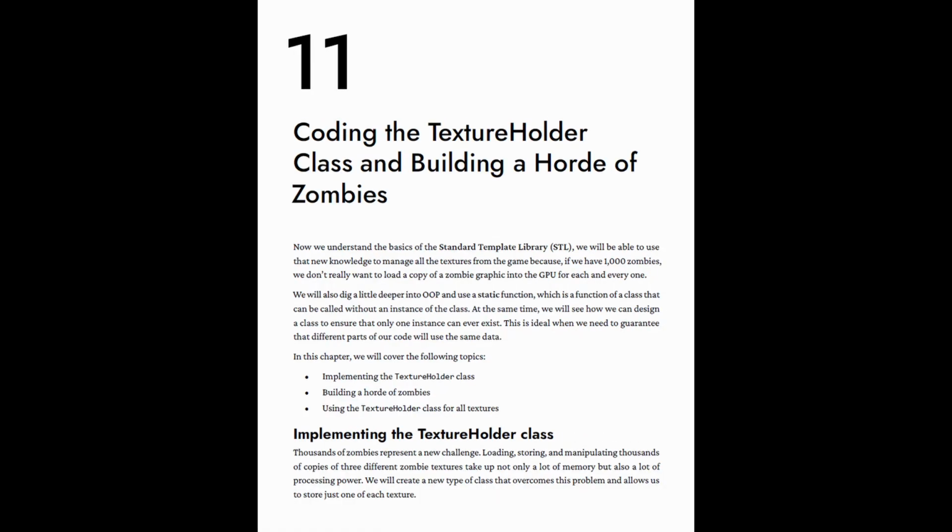Chapter 11. Coding the TextureHolder class and building a horde of zombies. And the chaos continues here. First of all, the author introduces the singleton pattern. The problem is that it most likely isn't even needed here in the first place. I also noticed that he is using both #pragma once and traditional header guards at the same time. Why do we need double protection when either one alone is already enough?